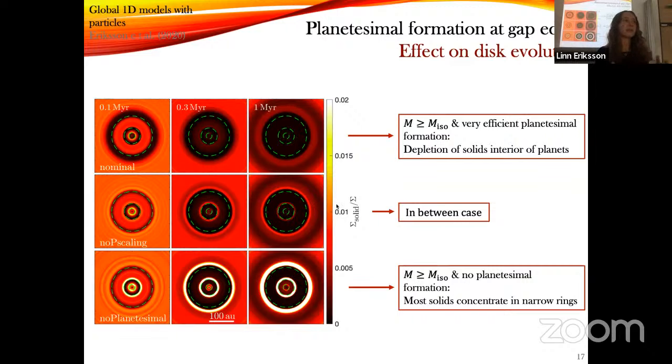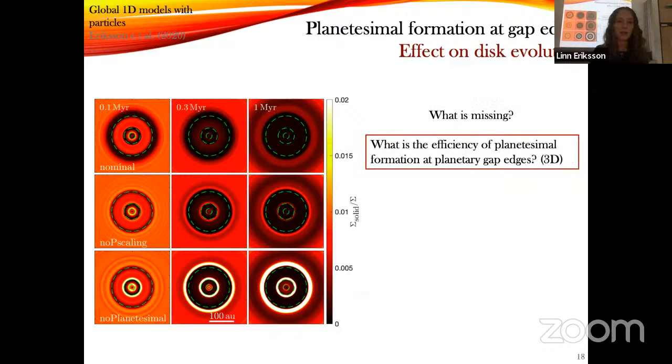Where that is depends on the efficiency of planetesimal formation. So basically, how much of the dust and pebbles in the ring do you convert into planetesimals? That is something which is very unknown at this point. And it is something that I'm hoping to answer in the future, because it obviously has a big effect on how the system evolves. But in order to do that, you cannot use these 1D simulations. You actually need to go 3D hydro for this.